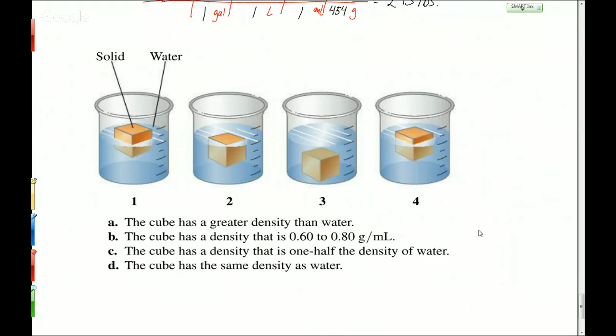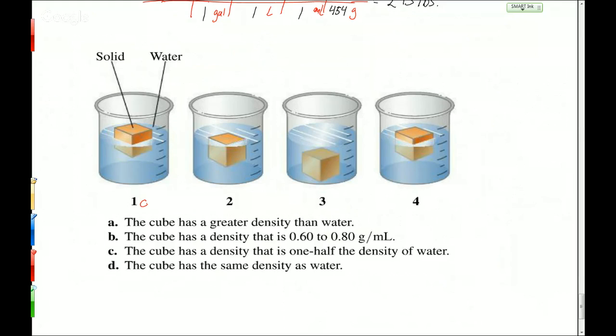So what would we say about number 1? B. Why B? Because it's floating, so you know it's less than 1. It's floating, so it's got to be less than 1. But is it B or C? How do we determine that? Is it between 0.6 and 0.8, or is it half the density of water? Probably half, yeah, because you can see the cube is about half submerged. So that tells us that's probably half the density of water.